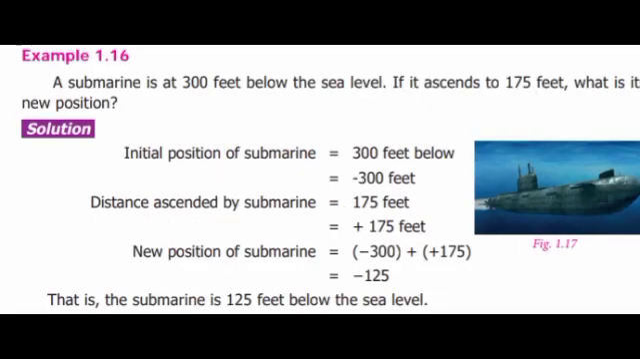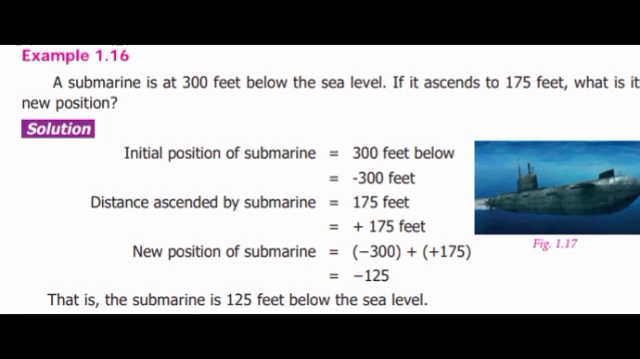Example 1.16. A submarine is at 300 feet below the sea level. If it ascends 175 feet, what is the new position? See students, the submarine is 300 feet below the sea level. Below the sea level means we can take negative integers. Above the sea level means positive integers. Now you see, the submarine is below the sea level, so we can write minus 300 feet.